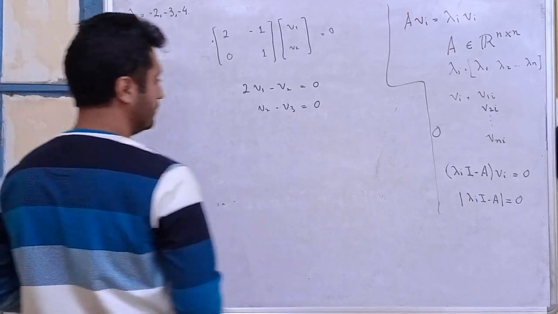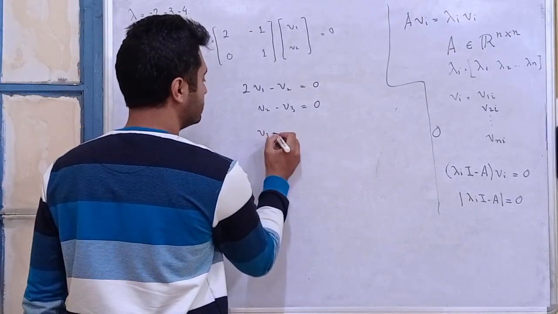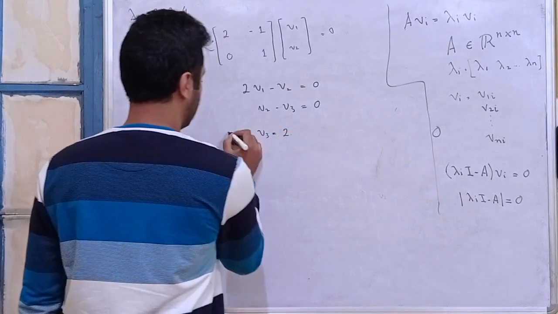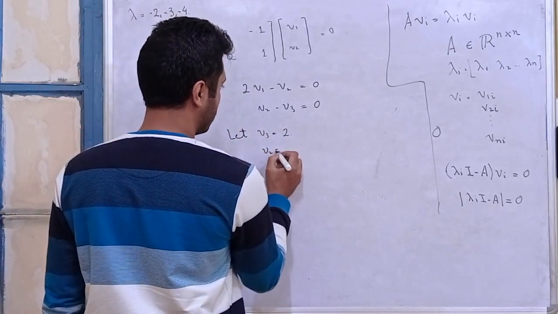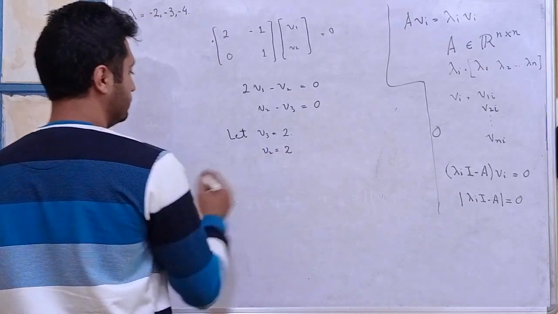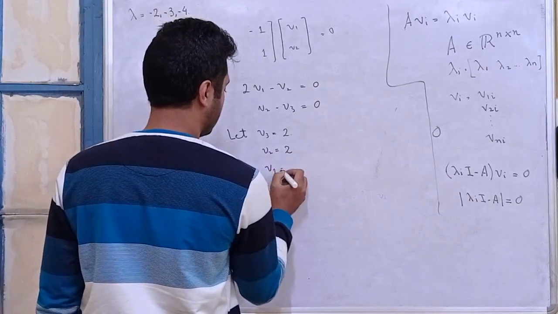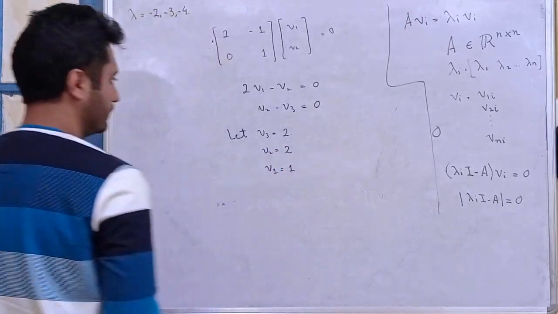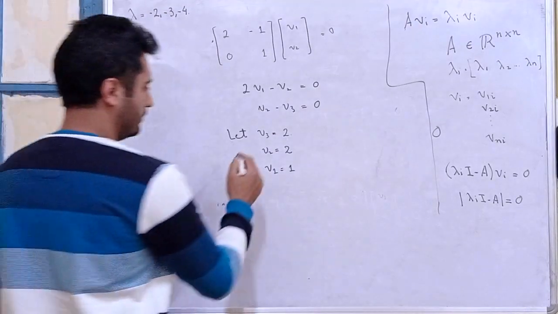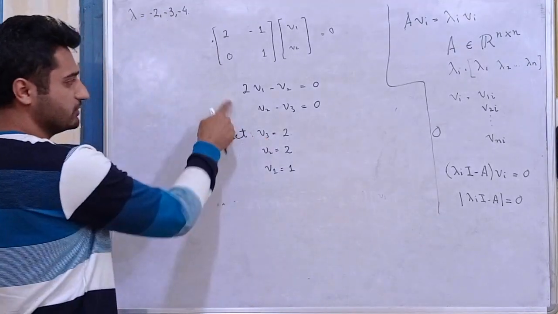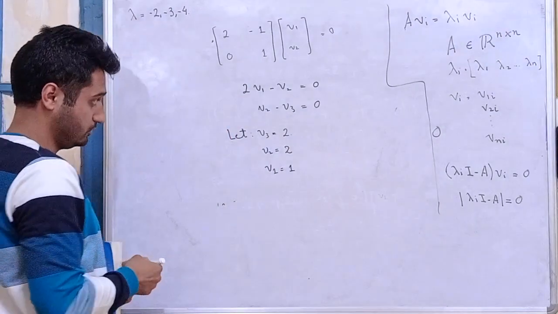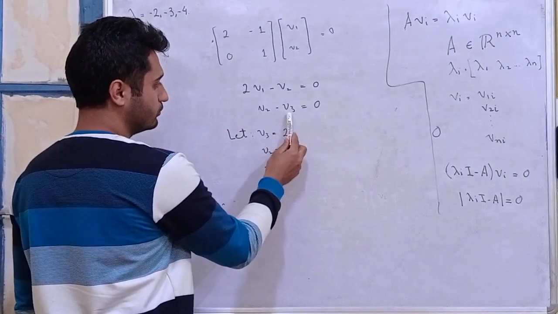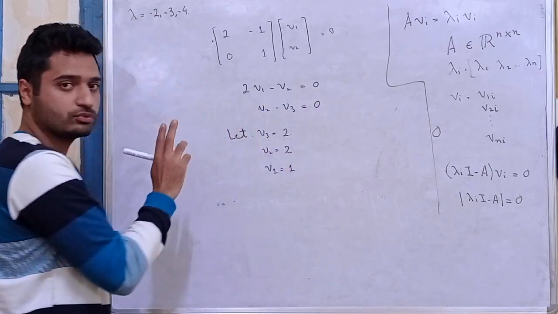Assume v3. Let's suppose v3 is 1 or v3 is 2. So v2 is also 2, isn't it? And v1 is how much? 1. So we got one solution. I assumed v3 is 2 in this equation, because there are 3 unknowns and only 2 equations. Once it is fixed, now it's 2 equations, 2 unknowns.